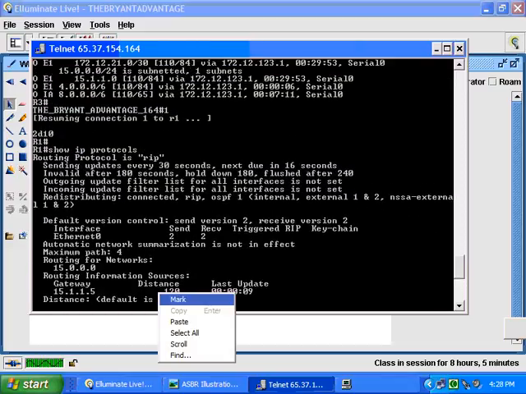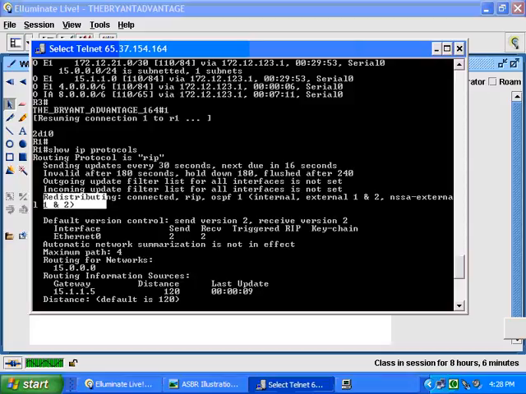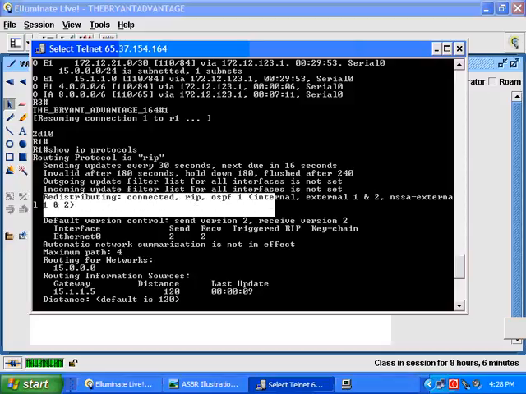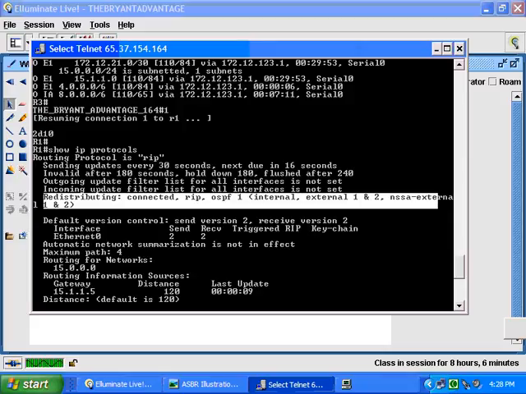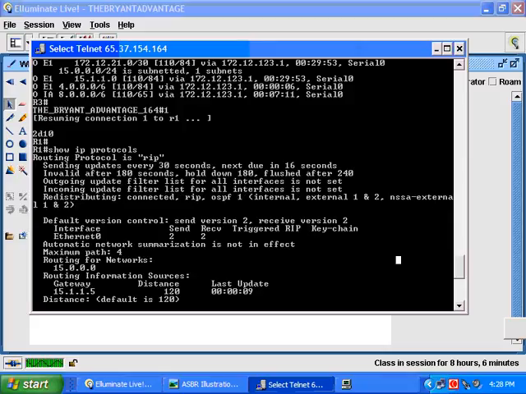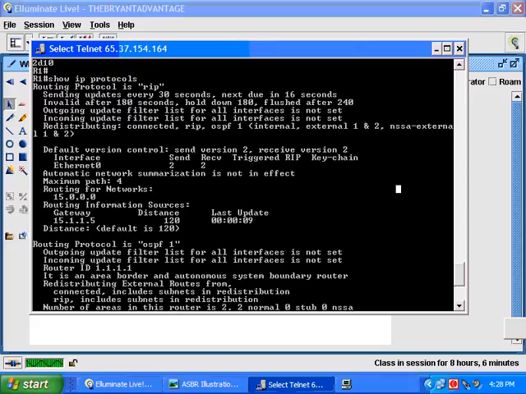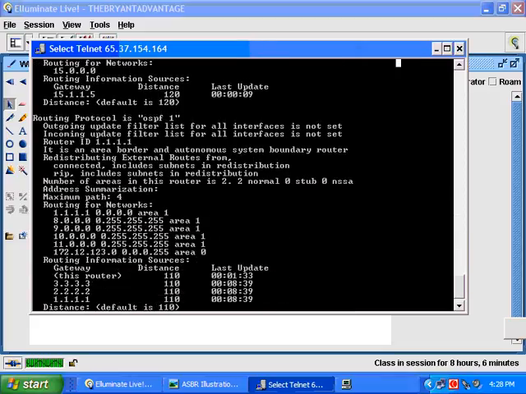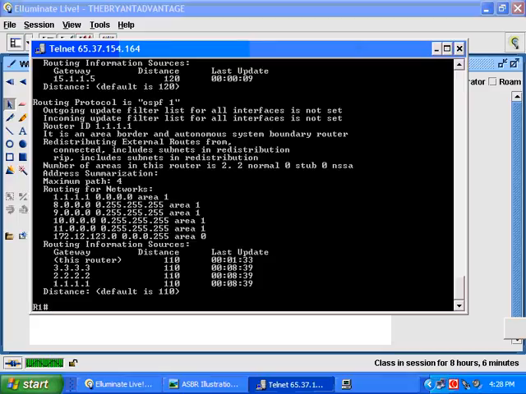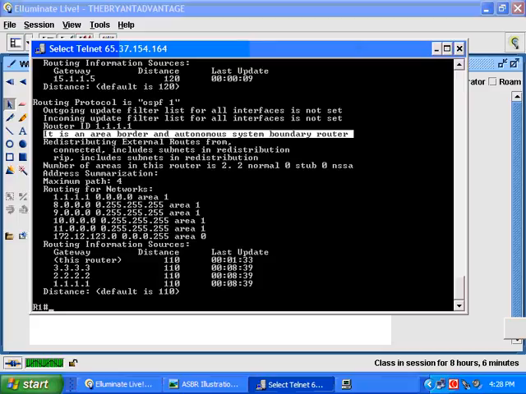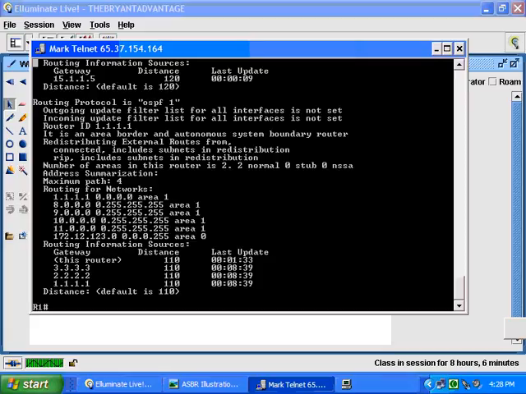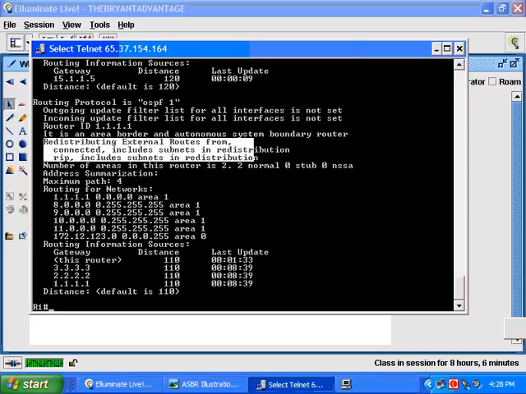But now we can actually see what routes are being redistributed into RIP and OSPF. We can see all kinds of things. Of course, you remember from earlier that we can see what version of RIP we're running, what the routing information sources are, what networks we're routing for. You can also see here whether the router is an ABR, an ASBR, or both. You can see that we are redistributing connected routes and RIP routes into OSPF, including subnets.